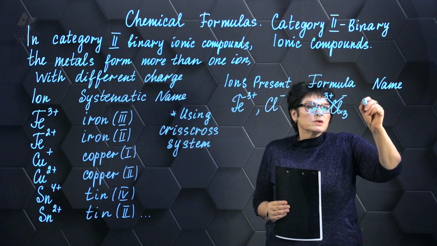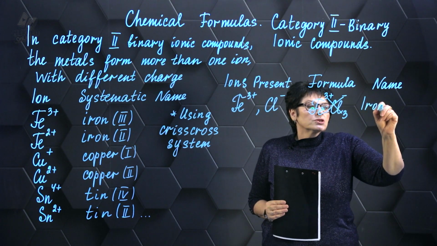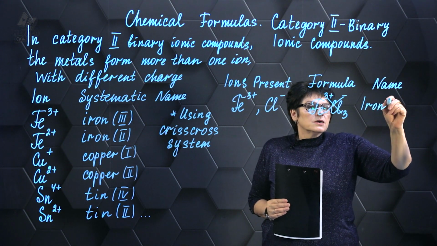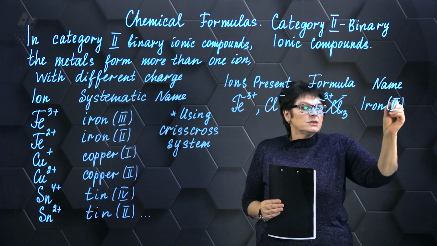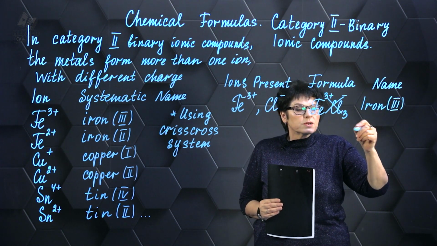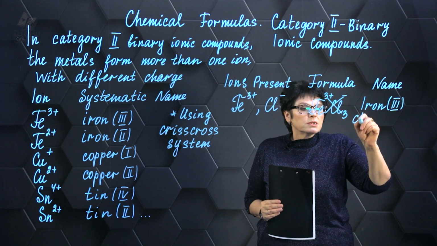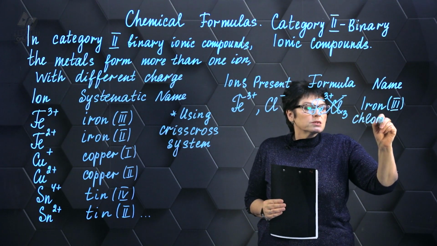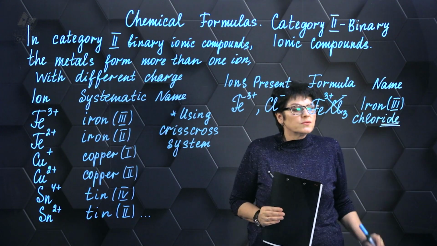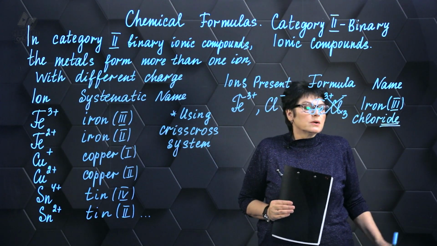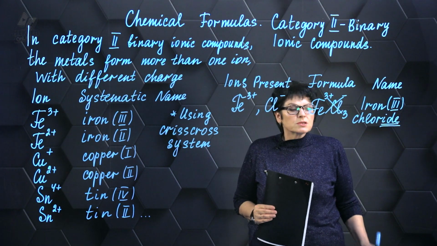How will the name sound? This substance will be called iron chloride, but since iron here has a valence of 3, we must show it with a Roman numeral. And the name will be accordingly like this. Just a reminder, when there's a suffix ending in -ide, it means that it's a binary compound with only 2 chemical elements.